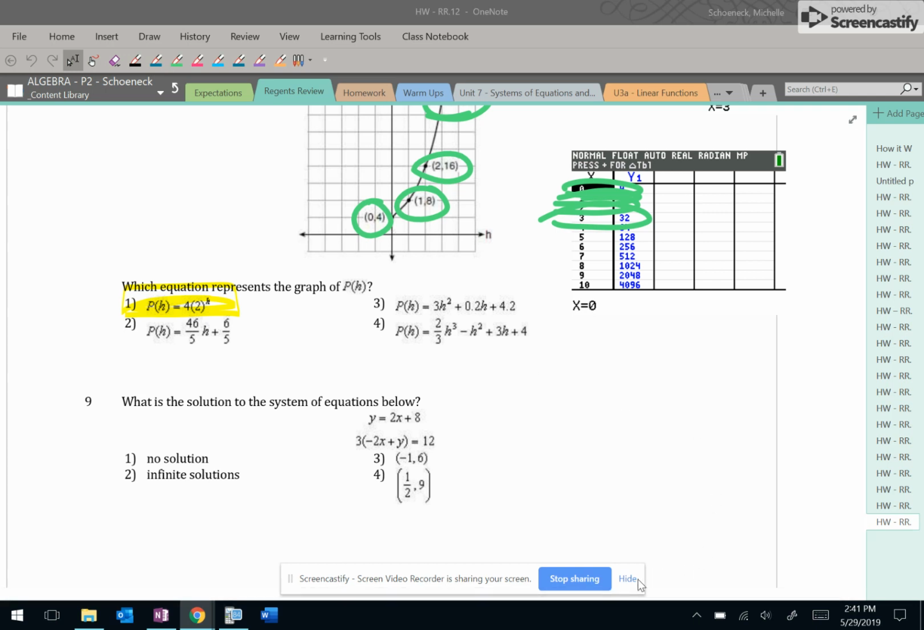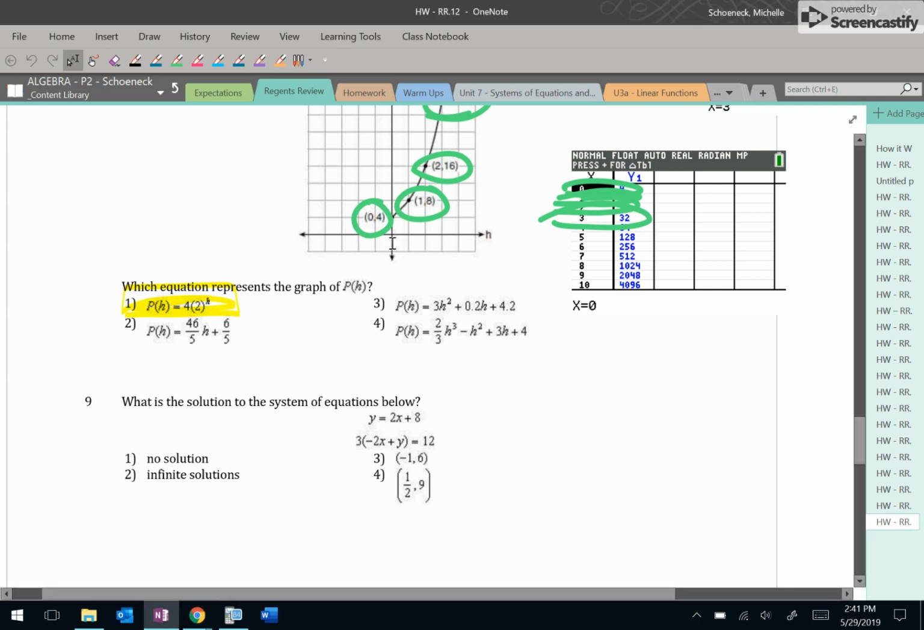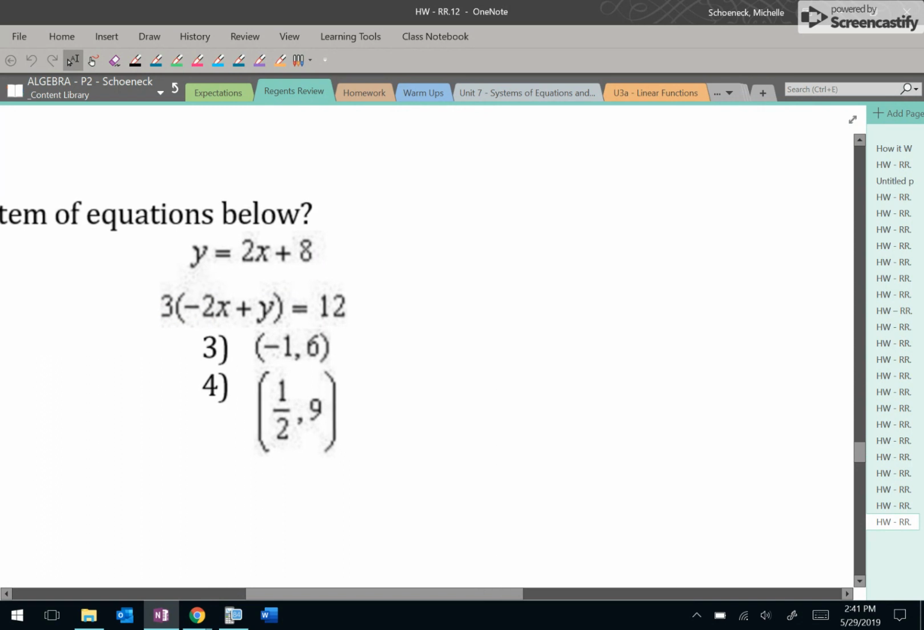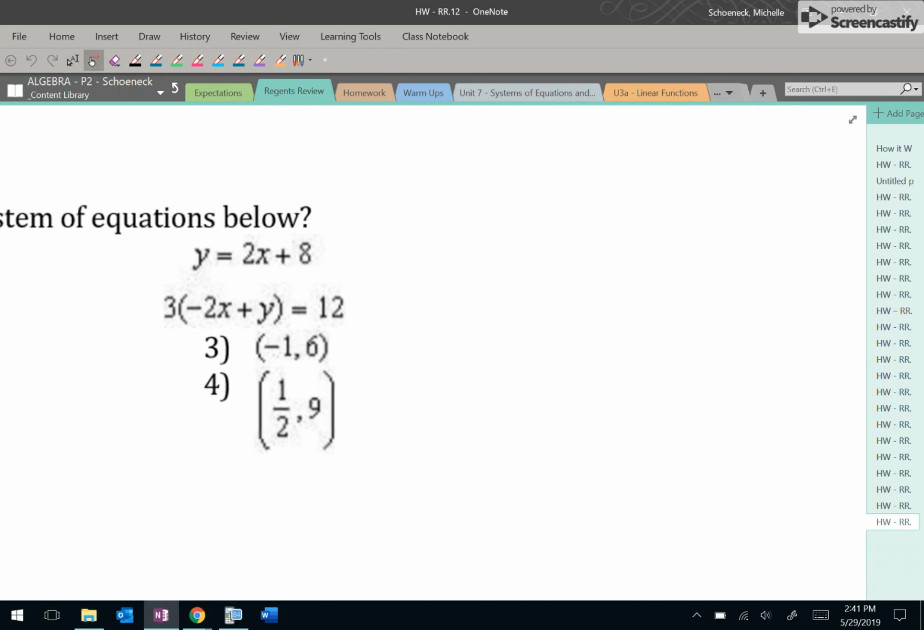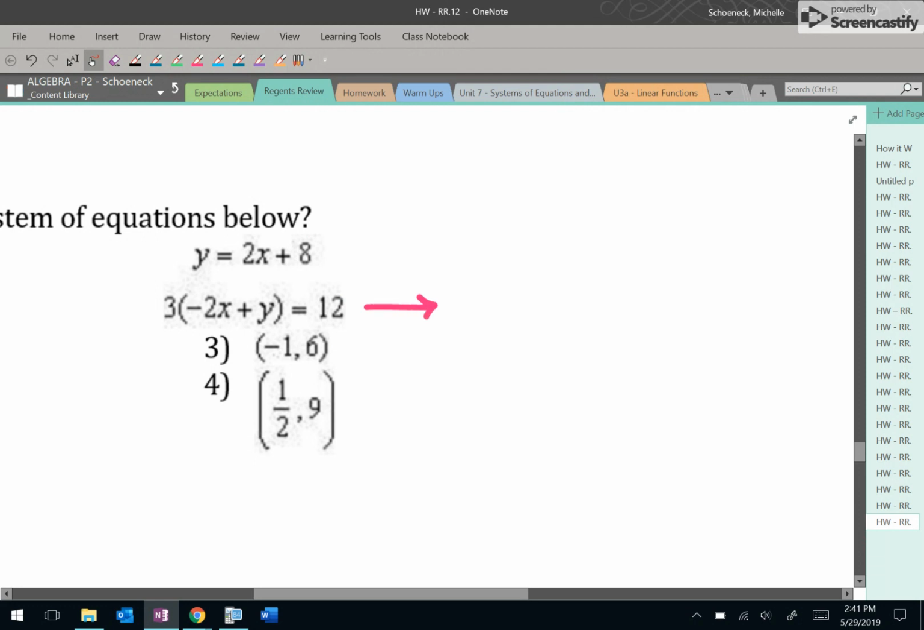All right, back at part 2 of Regents homework number 12. We're on question number 9. What is the solution to the system of equations below? All right, well, first thing we have to do is check to see if they are both solved for y, so we can put them in our calculator. And this one is not.